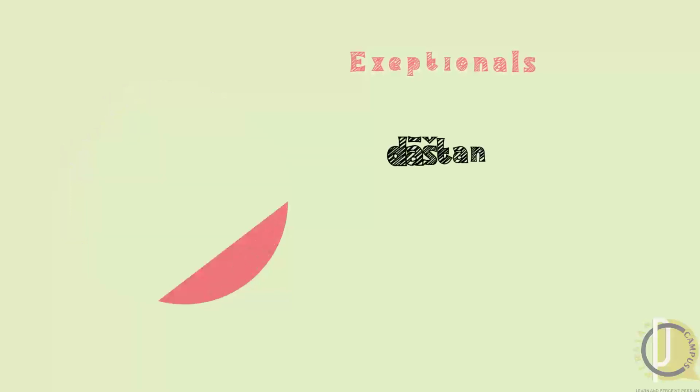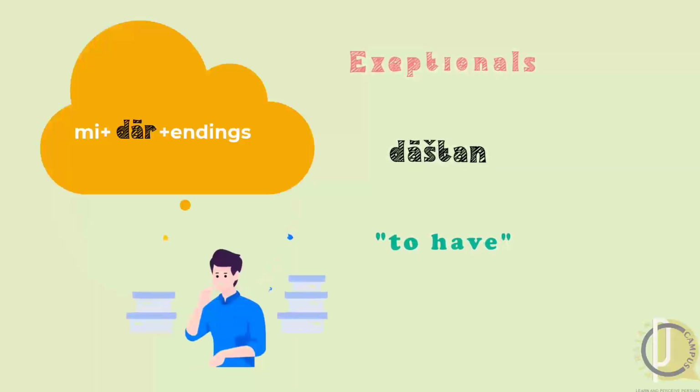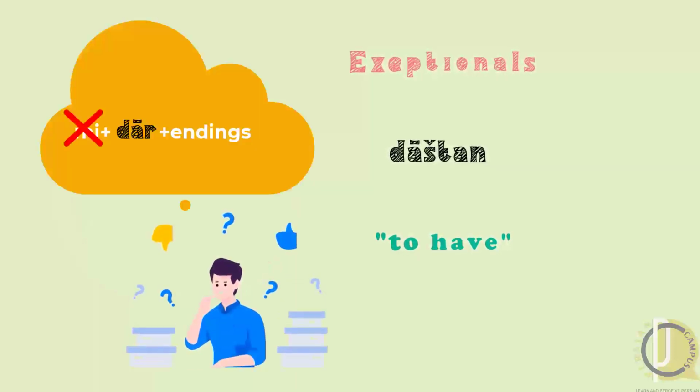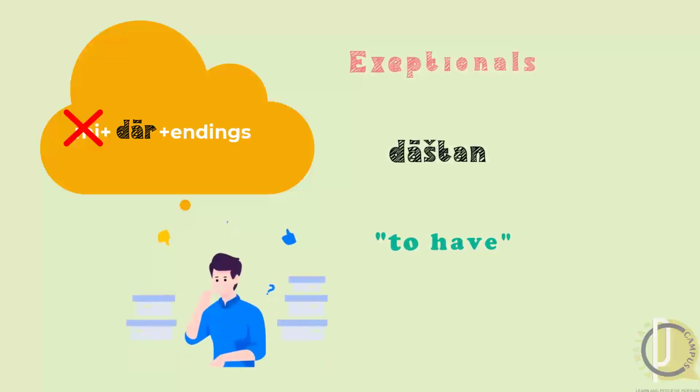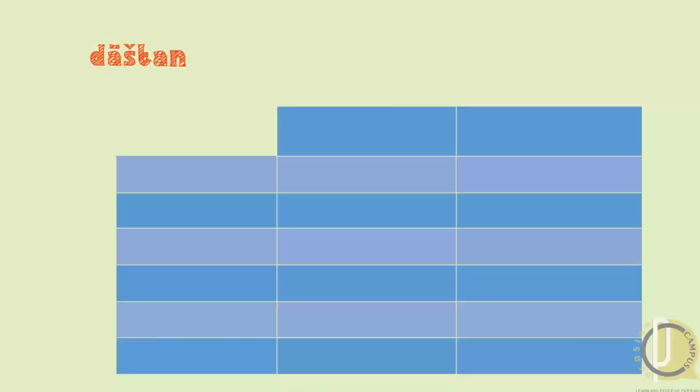There are some verbs that behave a little bit differently. The verb dashtan, to have, is one of them. This is one of the verbs that does not take the prefix me. The stem of this verb in the present tense is dar. This table illustrates how dashtan, to have, works in the present tense.